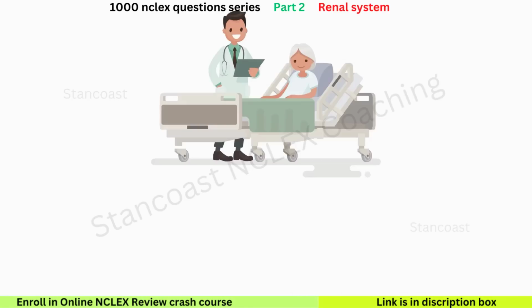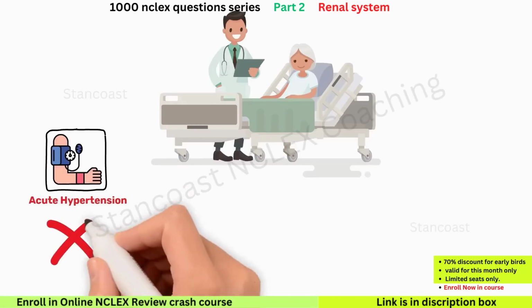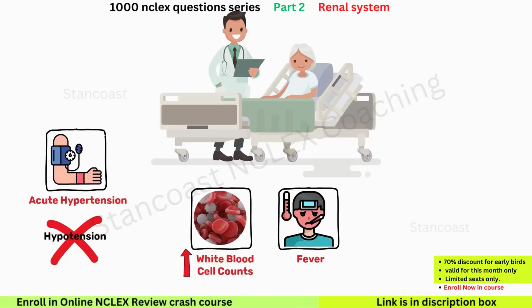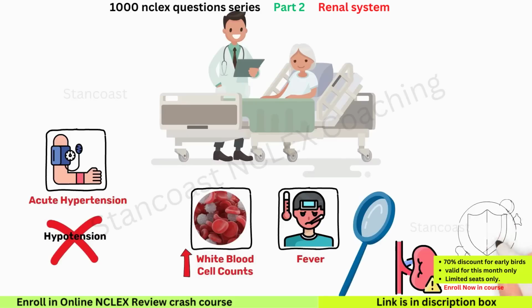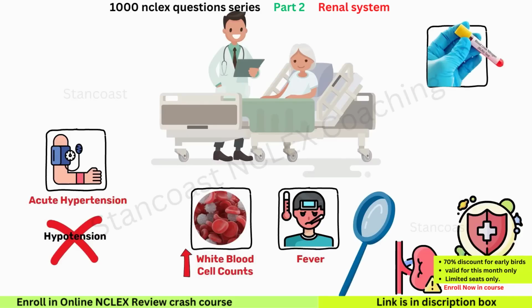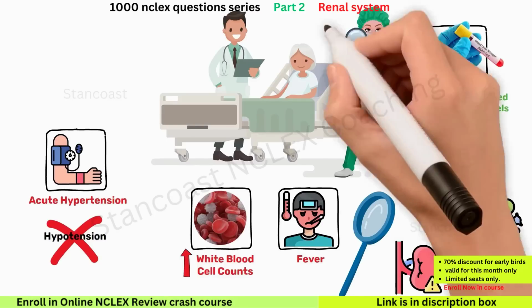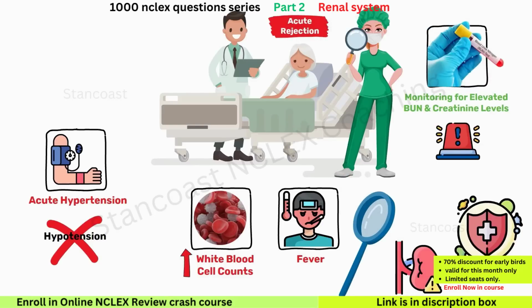The patient may exhibit acute hypertension rather than hypotension. Elevated white blood cell counts and fever are typically due to the body's recognition of the graft as foreign, prompting an immune response. Therefore, monitoring for elevated BUN and creatinine levels is crucial for identifying acute rejection, which is a form of renal transplant rejection.